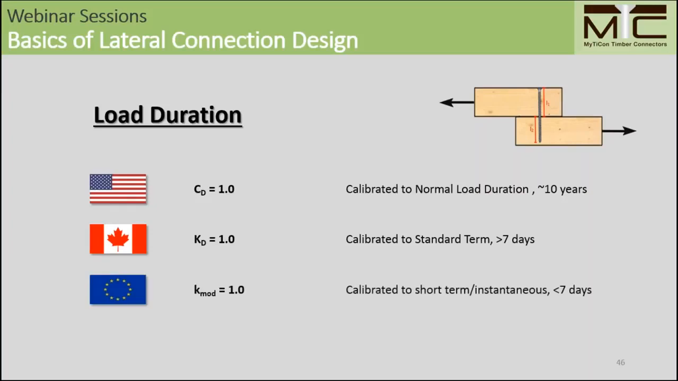The EC5, on the other hand, applies a kmod factor, which is calibrated to short-term and instantaneous loading at 1.0, which is defined for less than 7 days. So for example, wind loads. So this is very different, those load duration aspects here, and we cannot freely exchange those values. We really need to understand what each load duration factor means.